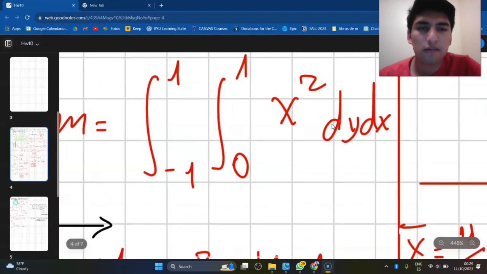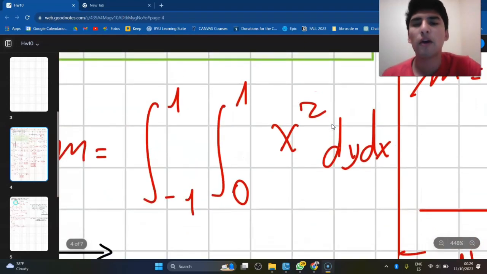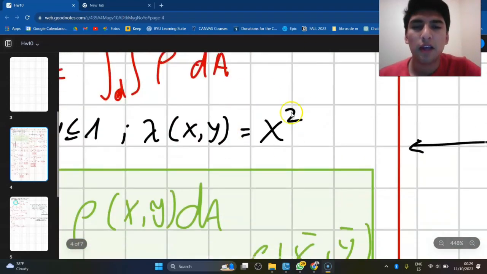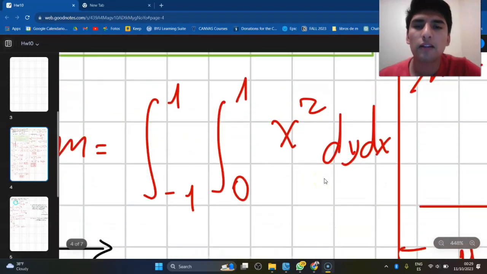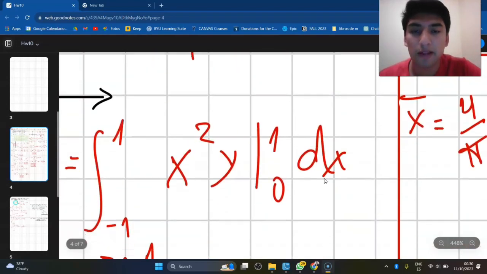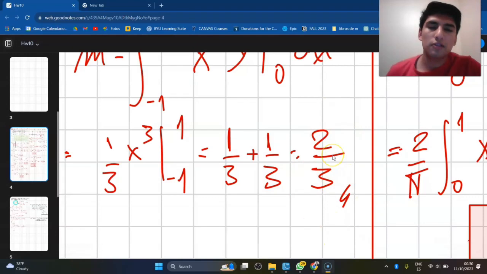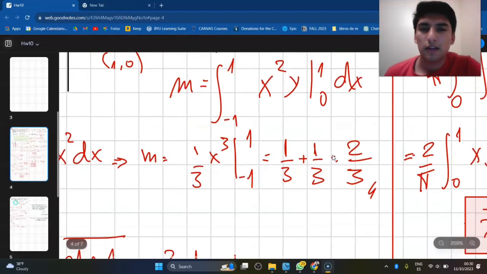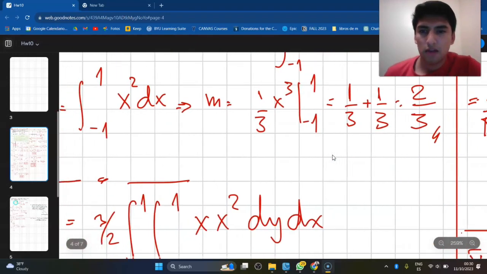Okay, so let's find the mass first. We grab the density function, which is x squared, as the problem indicates, and then just solve for that. It's pretty basic. The result is 2/3.